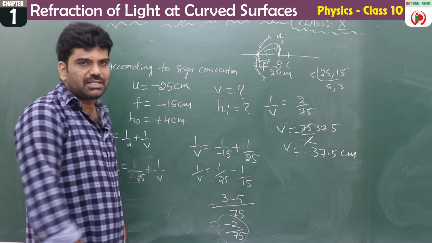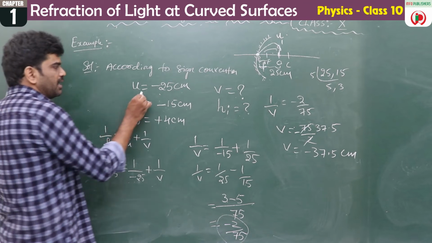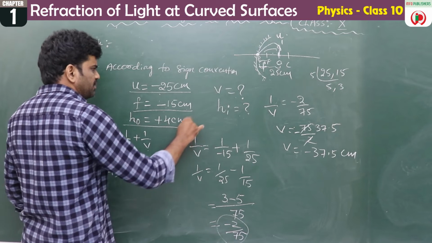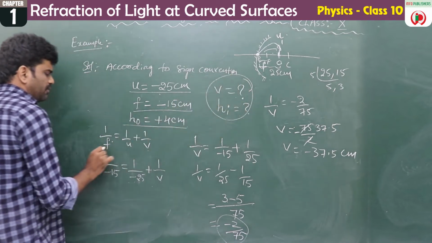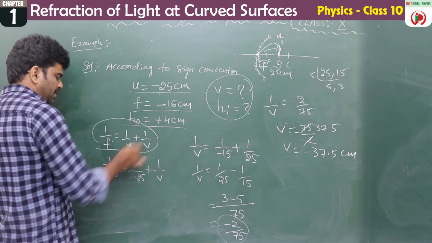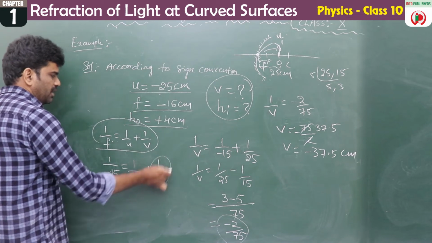Now we have to find out the height of the image. See children, once again I am repeating, this is the object distance, this is the focal length, this is the height of the object. We have to find out this. We know the formula 1 by f is equal to 1 by u plus 1 by v, and f is 1 by minus 15, and u is 1 by minus 25. Now we have to find this.